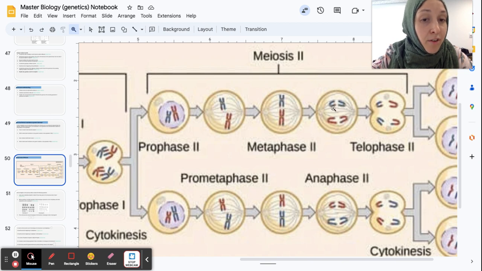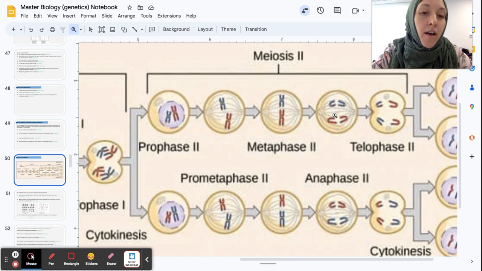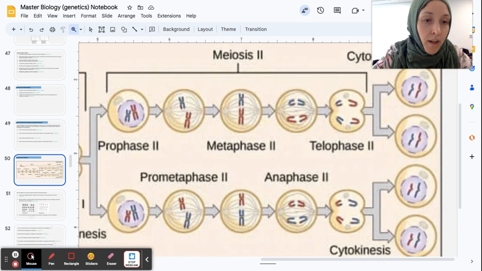It could go either way. This one here is hard to see, but this one has a little bit of red on it. This one doesn't. So this one with a little bit of red, it could have gone to the left or it could have gone to the right. This is independent assortment. It's random. It can go either direction, but they assort independently of each other. And in the end, we end up with 4 genetically different gametes.